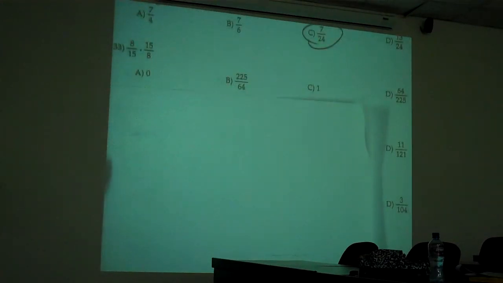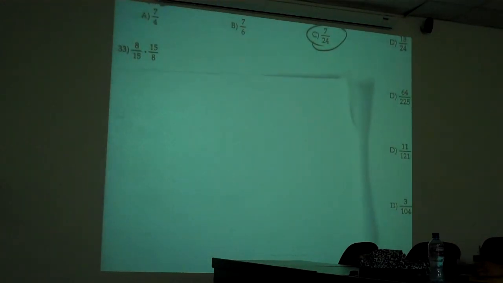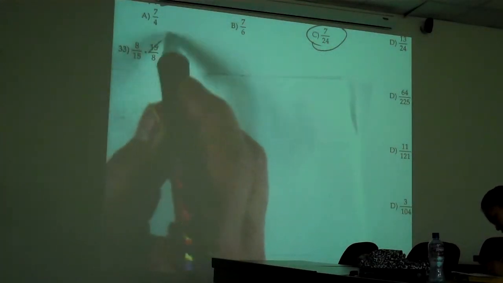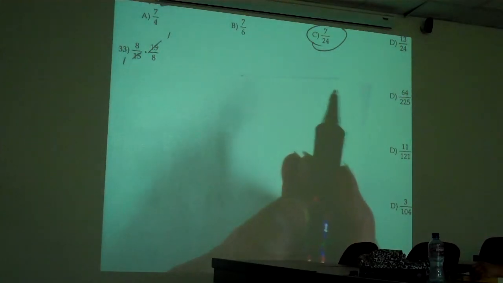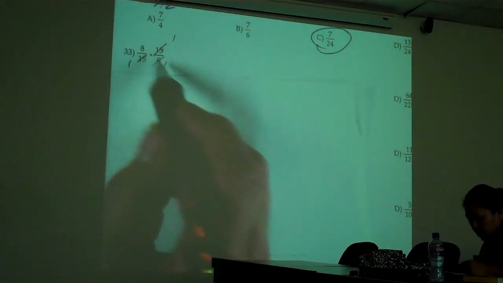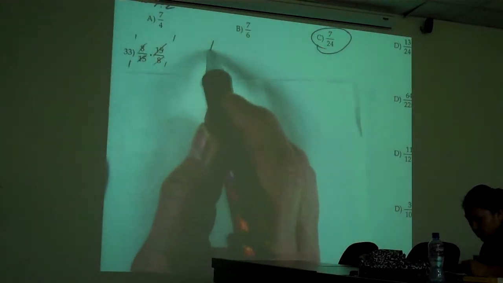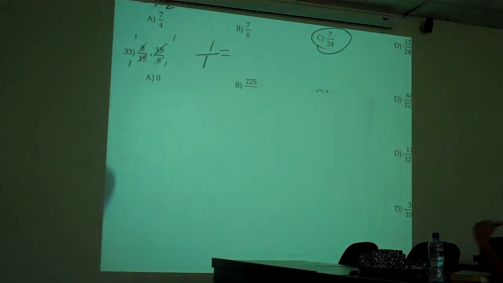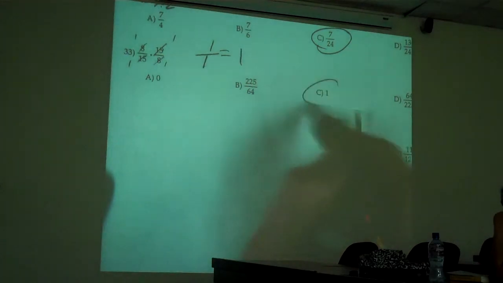Okay, 8/15 times 15 over 8. Divide by 15. Those turn into 1. Divide by 8. These turn into 1. So you got 1 times 1 is 1. 1 times 1 is 1. That simplifies to just 1.